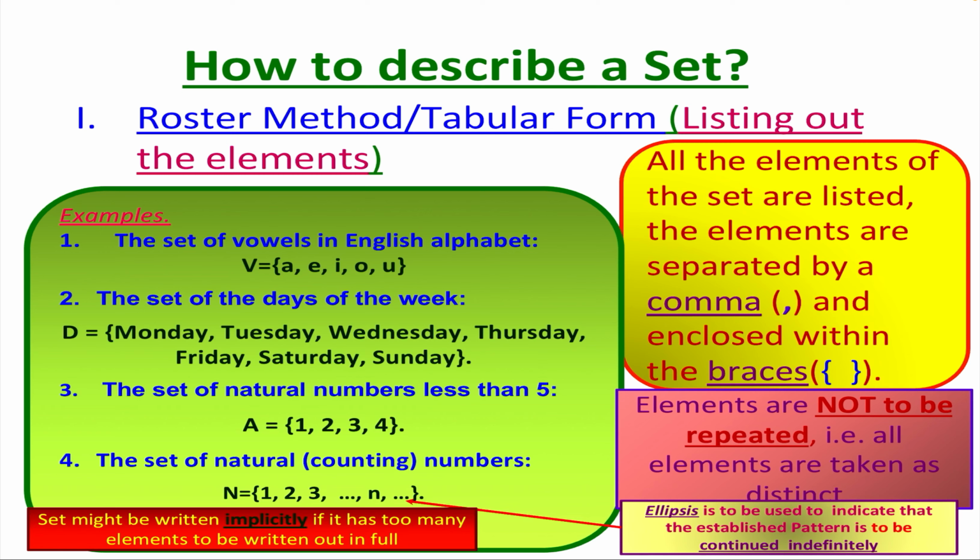A set might be written implicitly if it has too many elements to be written out in full. Ellipsis is used to indicate that the established pattern is to be continued indefinitely, meaning there is no last element, so this set goes on forever.